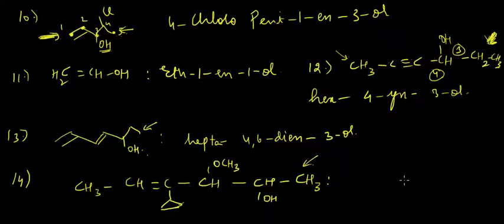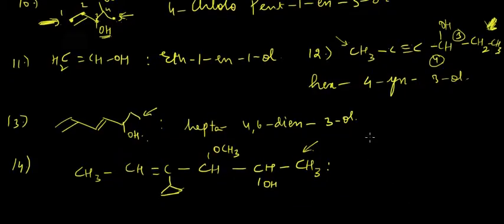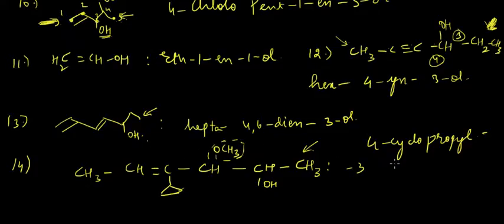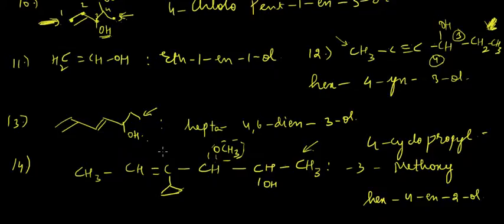So the name would be hex-4-yne, or better, 4-cyclopropyl. 4-cyclopropyl, then what can come? 3-methoxy, this group at position number 3, and it would be alkoxy. So 3-methoxy, and then we would have hex-4-ene-2-ol. Okay, 1, 2, 3, 4, alkene is at 4th position, 1, 2.